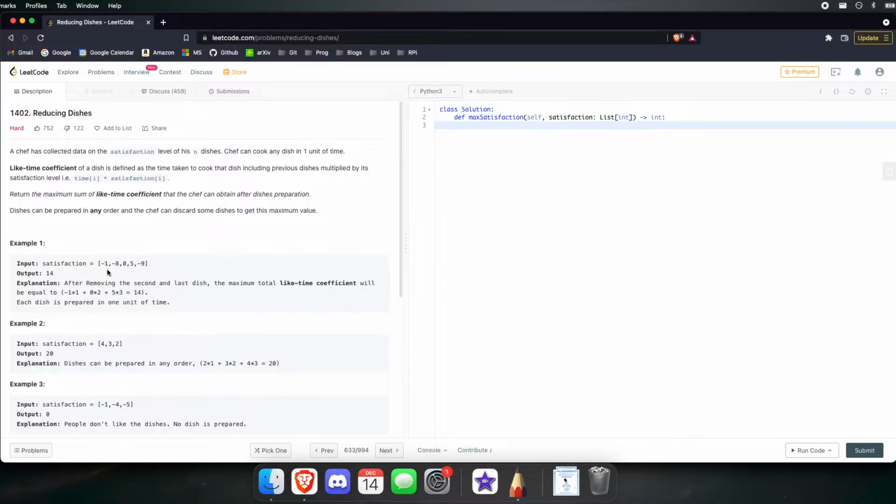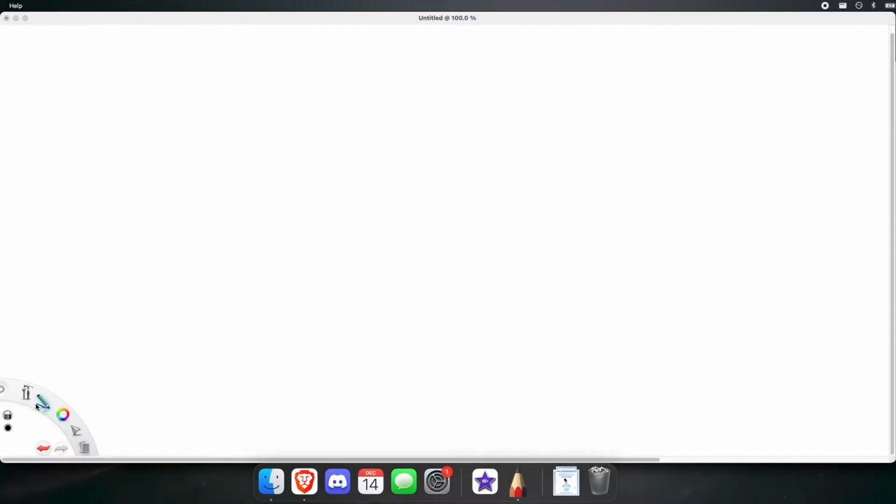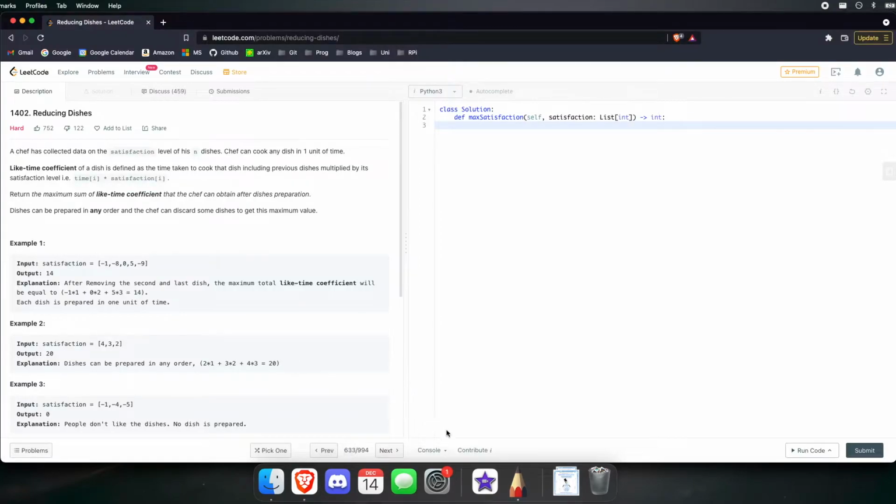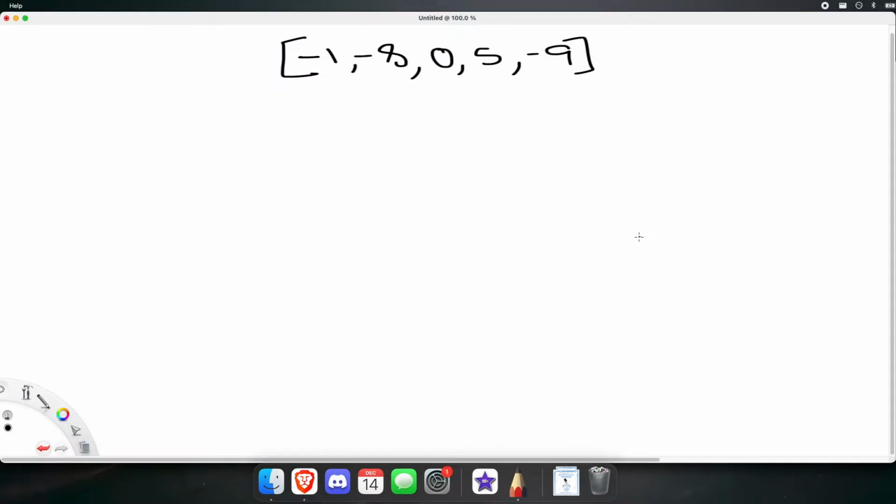We're actually going to focus on this first example and break it down until we really understand what we are trying to solve and how we can figure out an algorithm for this problem. So let's take this first example, -1, -8, 0, 5, -9, and it's already written here so we can work with it. -1, -8, 0, 5, -9, just to make sure. Yeah, 0, 5, -9. Perfect.